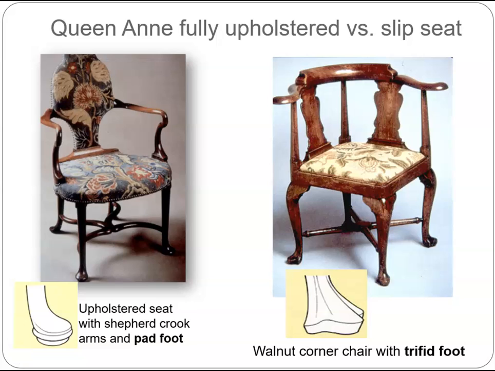Trifid can be described as something that is split into 3 divisions or lobes. So this looks very similar to an animal foot, and you can see that it has 3 distinct sections. That's why it's called the trifid foot.